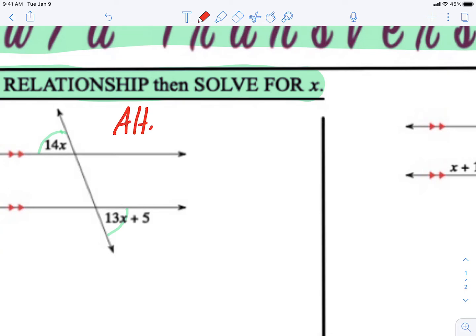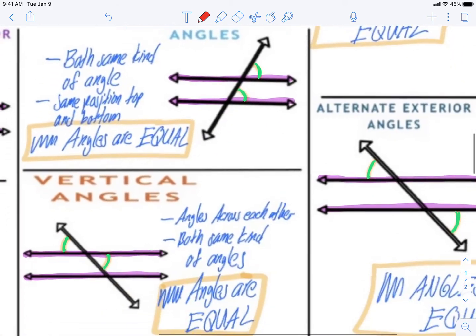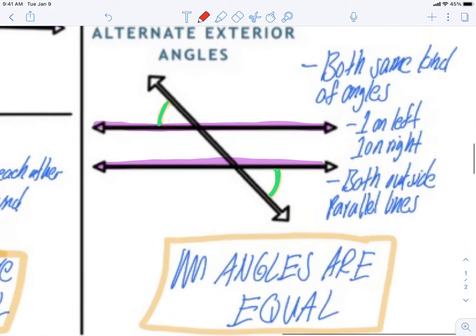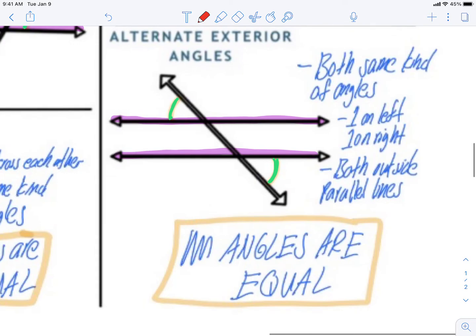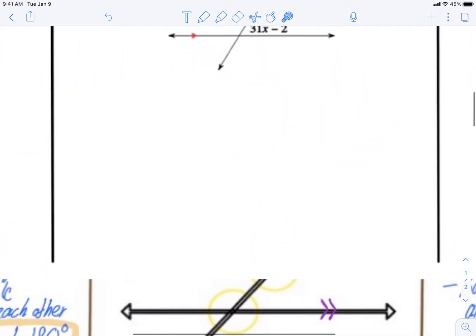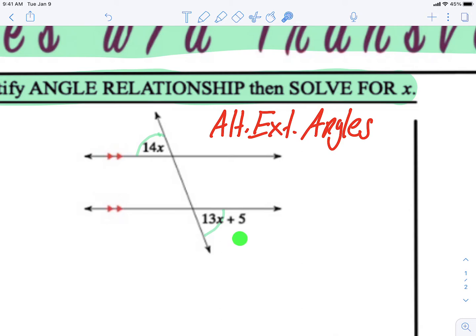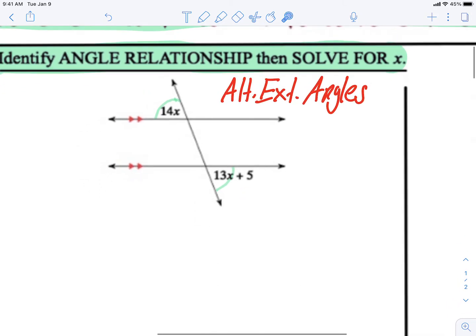alternate exterior angles. Perfect. Alternate exterior angles. So let's see what kind of relationship those two have. Alternate exterior angles here, angles are equal to each other. Okay. So that means that this angle is equal to that angle. So let's set them up as equal then.